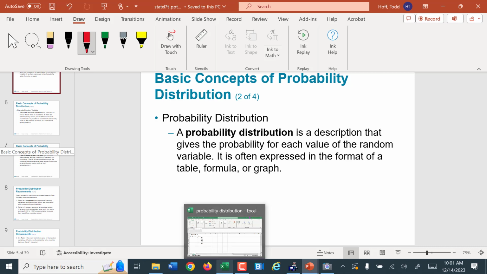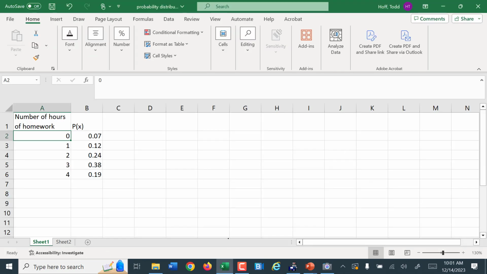So an example of a probability distribution would be this one here. This is if you're surveying students and asking how many hours a night they spend on homework, and then the probability of them spending that many hours. So this is the hours spent on homework in this column. Then this is the probability of responding with that many hours based on experience.